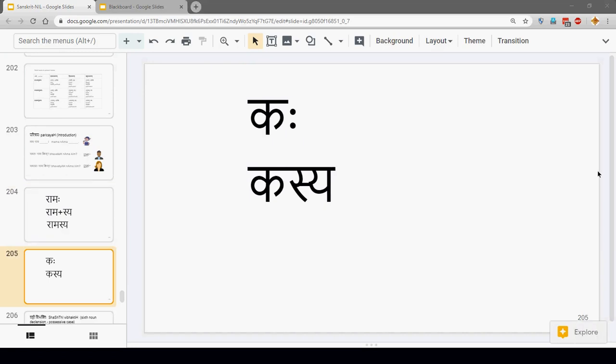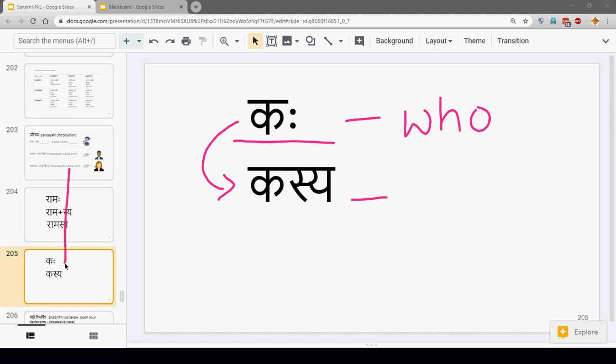Also we have studied the word Kah, as in Sah Kah, Balakah. What is the meaning of Kah? Who. So when we ask Sah Kah, it means who is that, in the masculine gender. In this case also, the ka changes to kasya in the Shashti Vibhakti, the sixth case form. Sixth case always means belongs to.